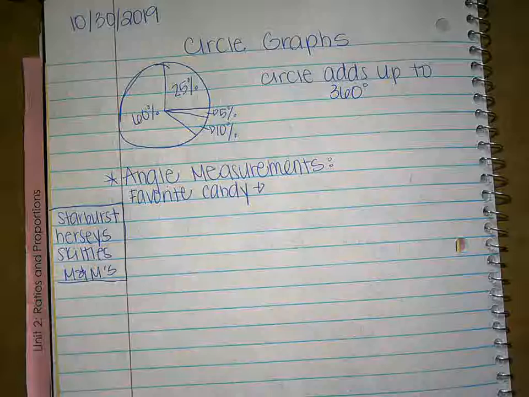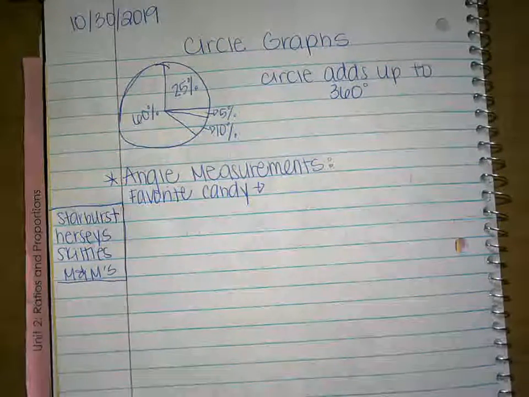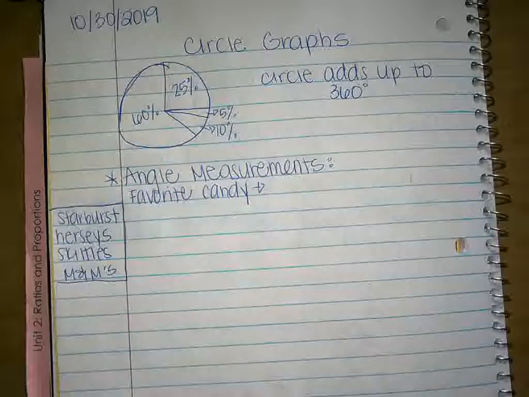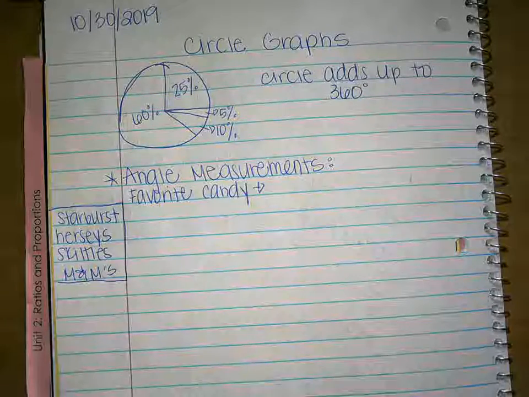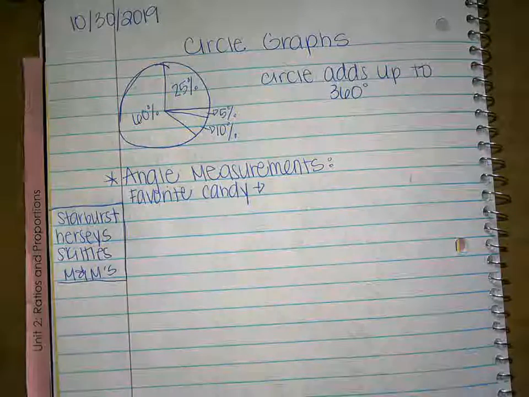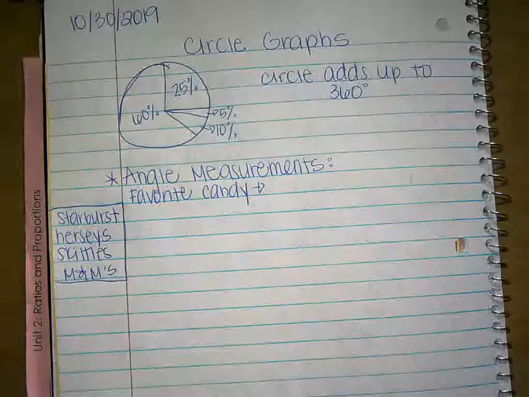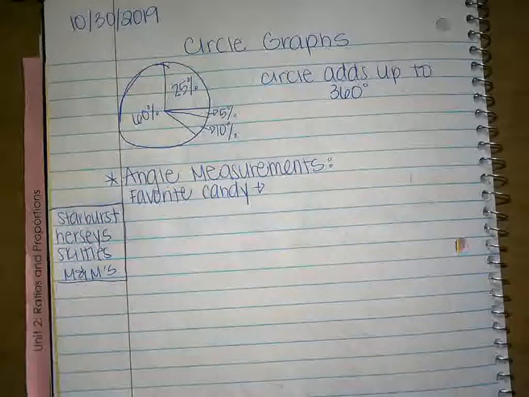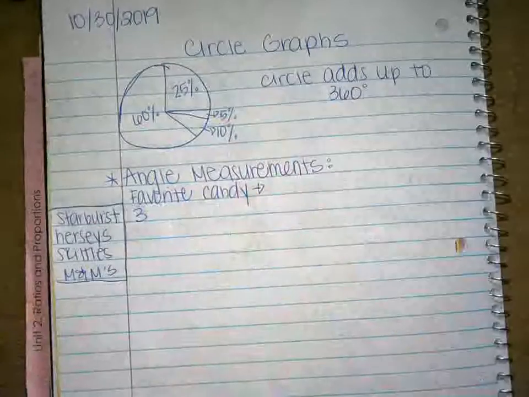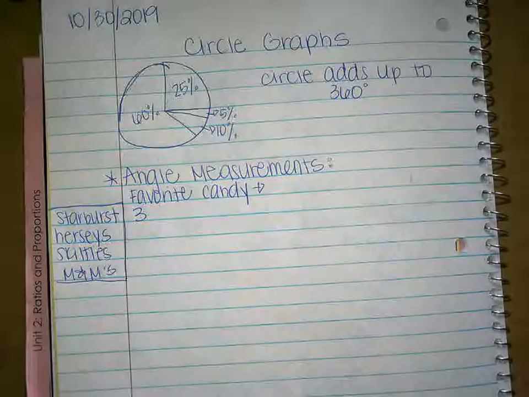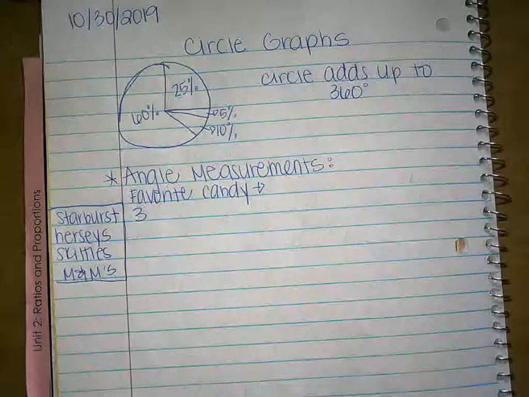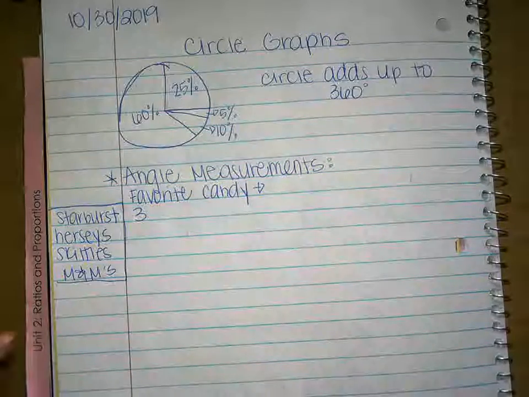Okay, so everyone think in your head, out of those four options, which one would be your favorite? Think it in your head. Don't say it out loud. Okay. Raise your hand if you like Starburst the best. Okay, everyone write a 3 next to Starburst. Raise your hand if you like Hershey's the best. 1, 2, 3, 4, 5, 6, 7. Everyone write a 7.